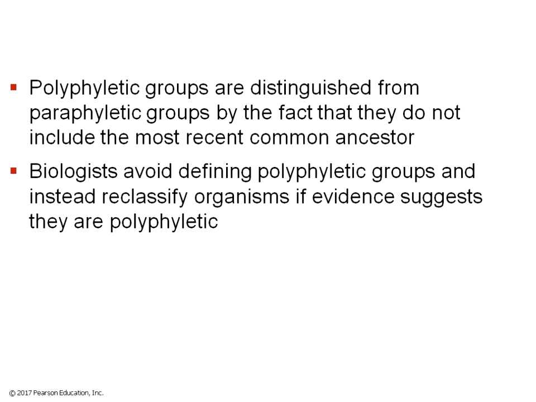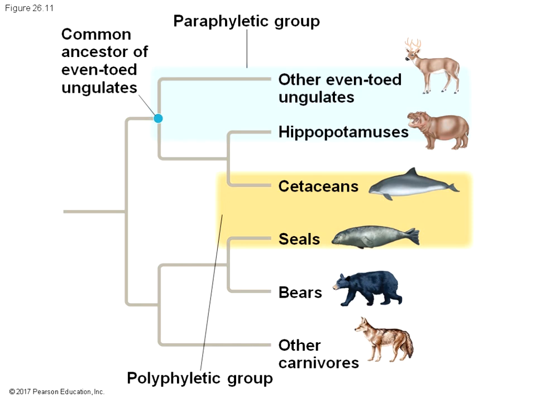Polyphyletic groups cause problems. Anytime those polyphyletic groups show up, the systematists try to reclassify the organisms if there is a suggestion that they're showing up to be polyphyletic. It's that much of a problem. Okay, so here in practicality, this kind of shows you what's going on.